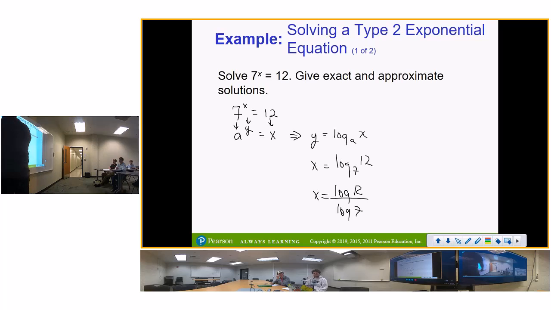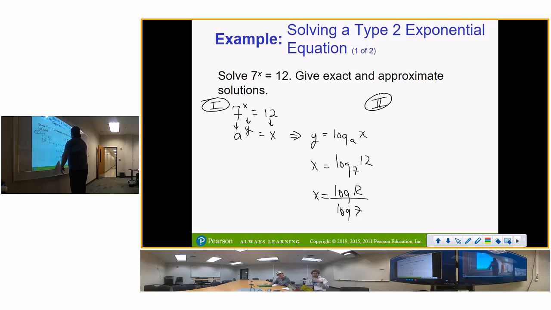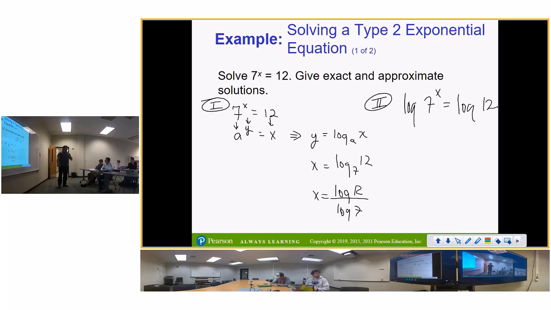Second way to do it is to take the log or the natural log of both sides. Log of 7 to the x is equal to log of 12. Now what? x times log of 7. Okay, what's that called? The power rule. You've got to use the power rule.